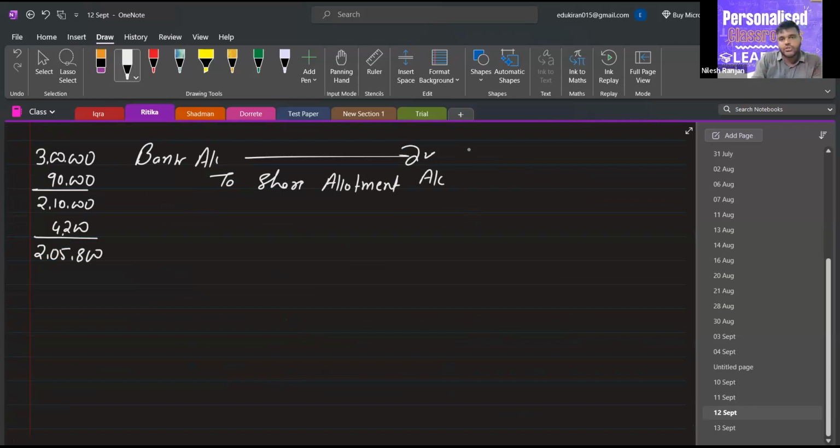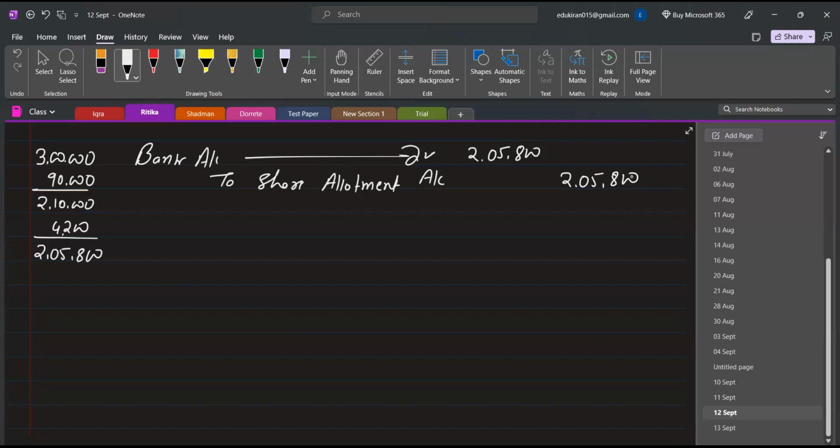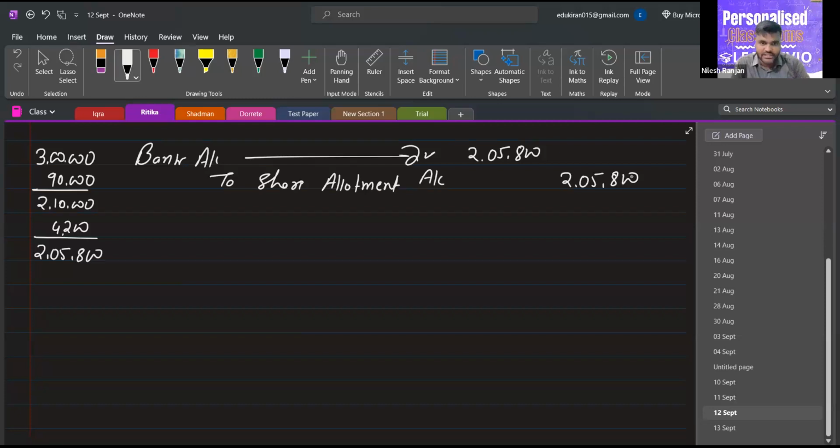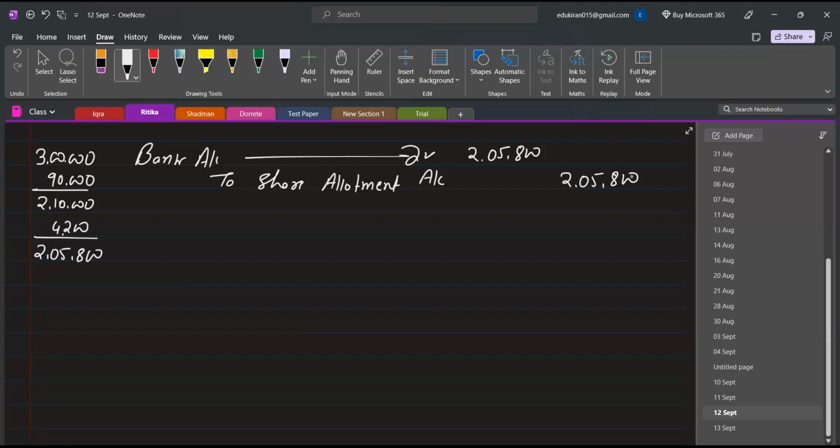2,05,800. Tell me, is this clear? Yes, sir. So if you do the calculation part correctly, then you will be able to give this answer, that how much money we have received. Okay, sir. So do you have any doubt up to this? No, sir. If you want to ask anything, you can ask because this is a little confusing part.